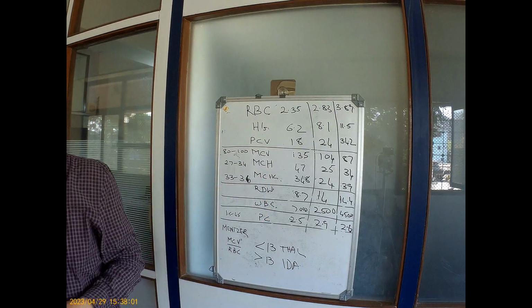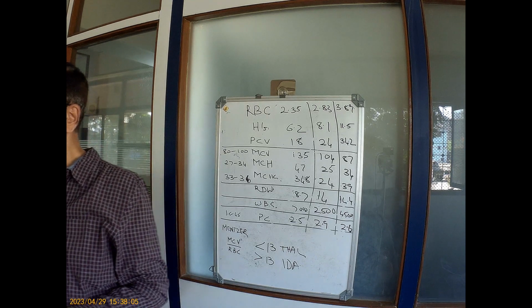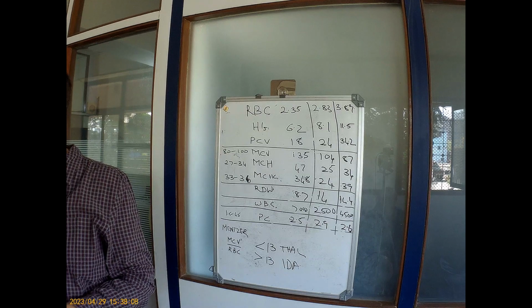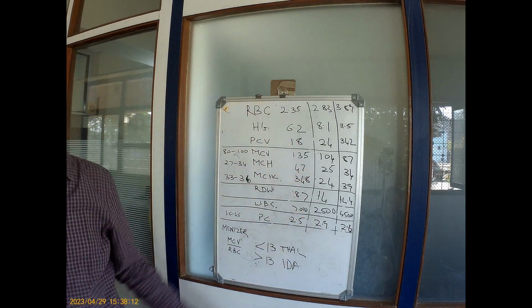Then, doctor, as the hemoglobin is 6.2, when you start with the folate and everything, that will go up. Yes, they will go up. This will all normalize.